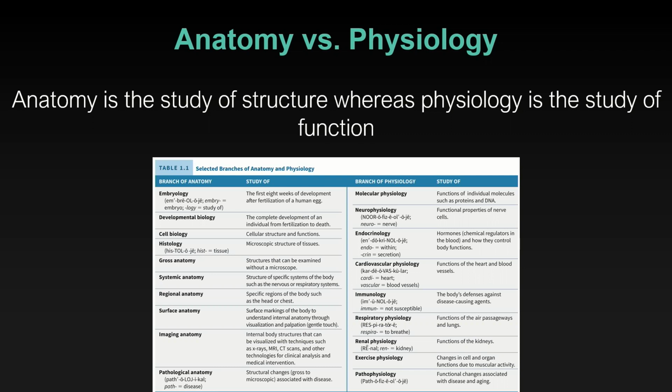But you'll have something like this in the book, and what we're looking at here is just a simple division between anatomy on the left-hand side and physiology on the right, and each row is a different branch or a different flavor of anatomy and or physiology.